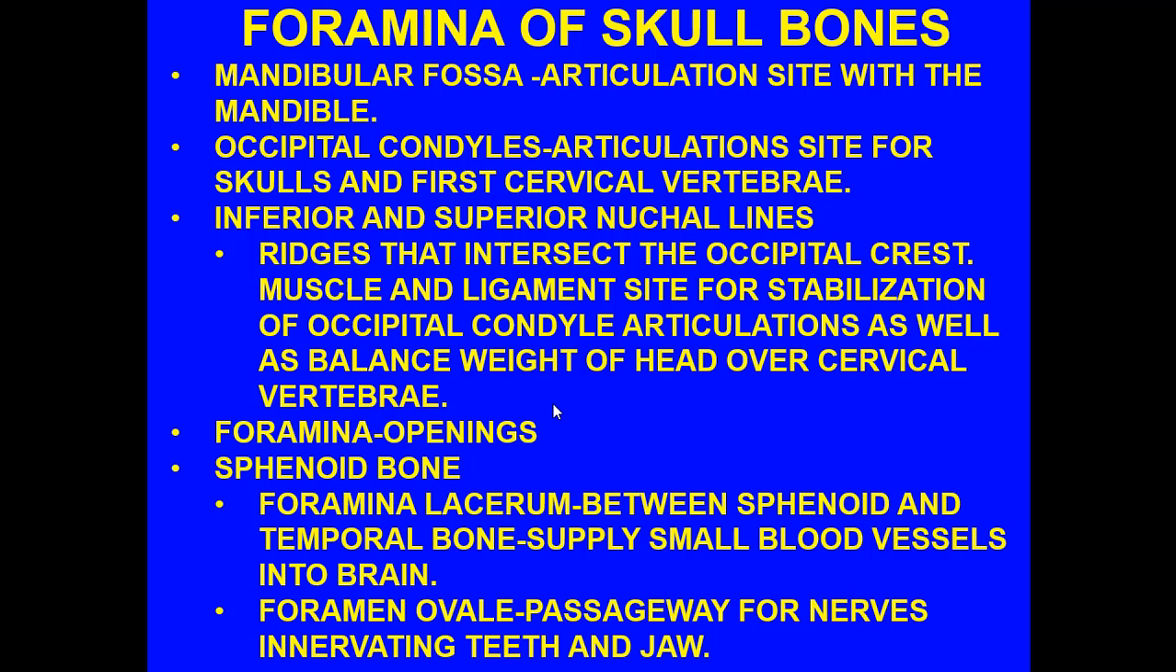Occipital condyles. These are all the foramina that you see when you turn the head upside down, you look down into it. Okay, what you're going to do here is you're going to look at the skull upside down. You will see occipital condyles. These are articulation sites, joint sites for the skull and for the first cervical vertebra. If you remember that, the first cervical vertebra is called the atlas, okay?